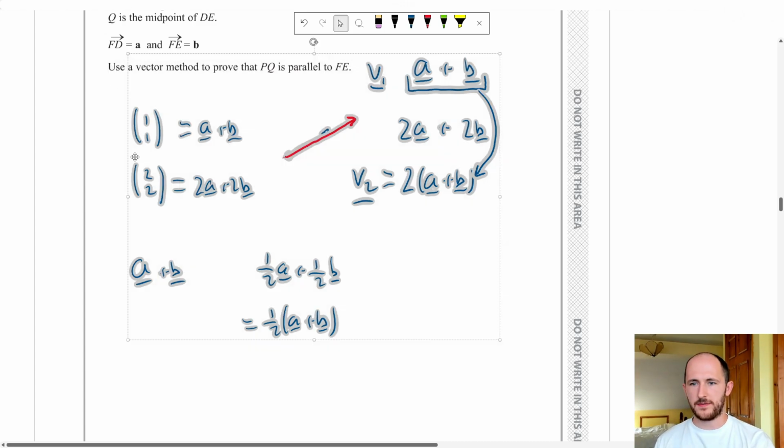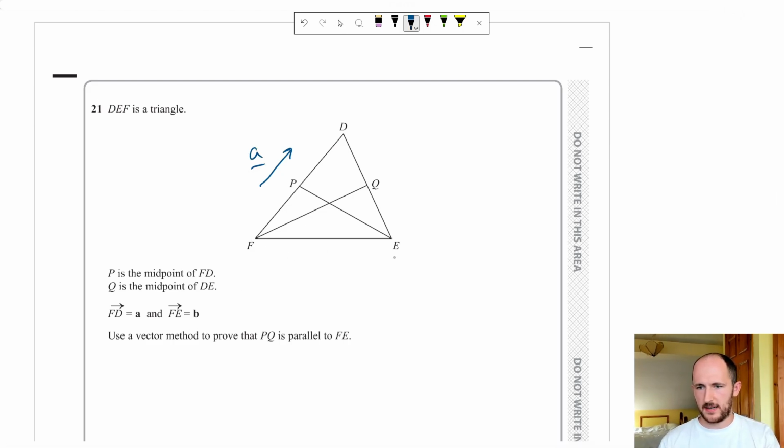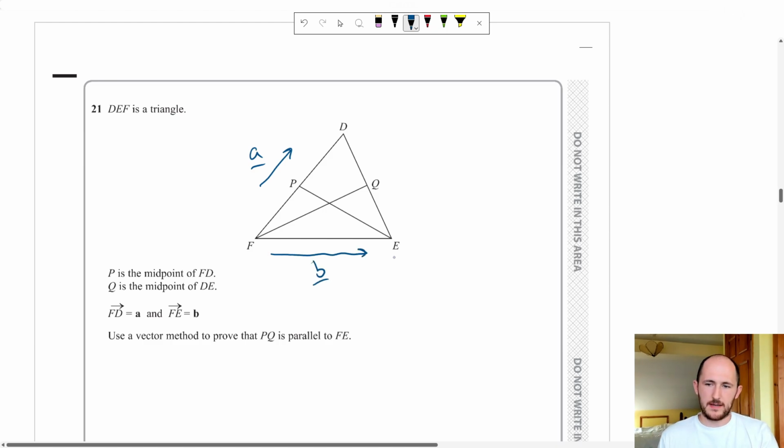So, starting off with vectors, I always give a few pieces of advice. The first thing I'll do is, if they haven't written on the diagram what vectors they've given you, I would recommend doing that first. So first things first, FD is a, so F to D. Remember, it goes left to right like you're reading a book. We're going from F to D. So this vector here is a, and then F to E is b. So the vector directly along here is b. Perfect. They usually always give you one or two of these, normally two to be honest.